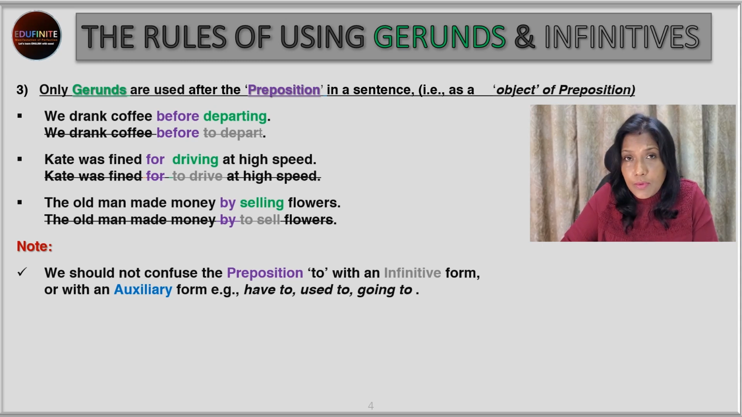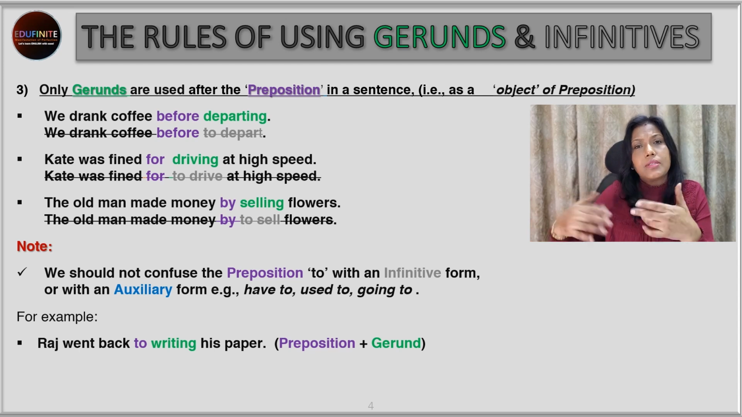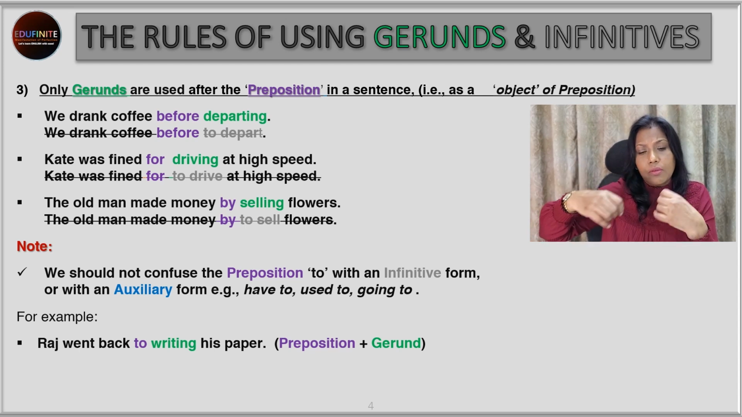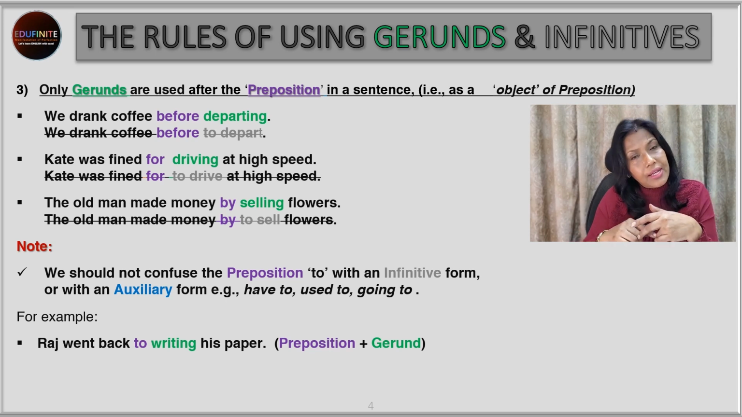So let's look into some of the sentences to understand it better. Raj went back to writing his paper. So here, to writing, Raj went back, like he had come out or something for some reason. Now he's again gone back, and why? He has to write his paper. So to writing over here, to is the preposition and writing is the gerund.